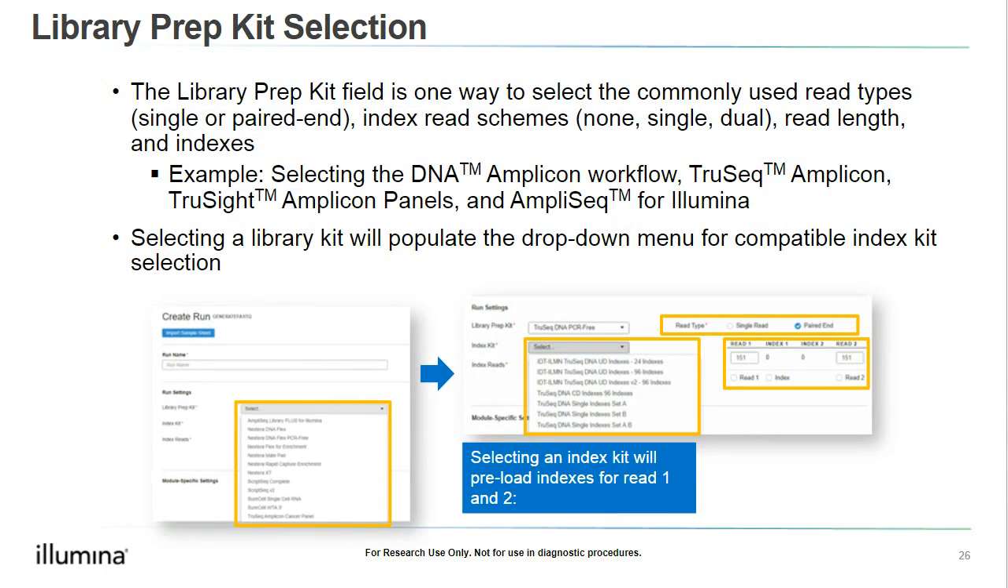We talked about how library prep kits and index kits are decoupled in this version of the software. So the library prep kit option is where you select common information, read types in terms of single or paired end, index schemes, read lengths, and what the compatible index sets are. So after you select the library prep kit, that will then populate the index kit, giving you the compatible index selections for that library prep kit.